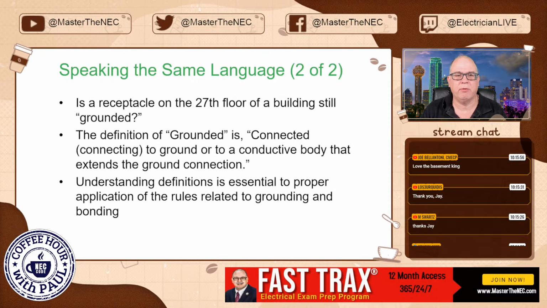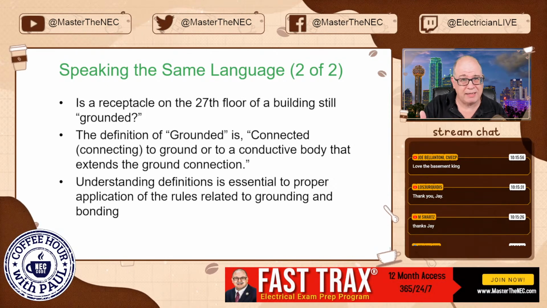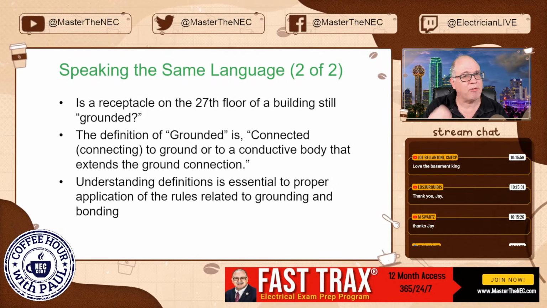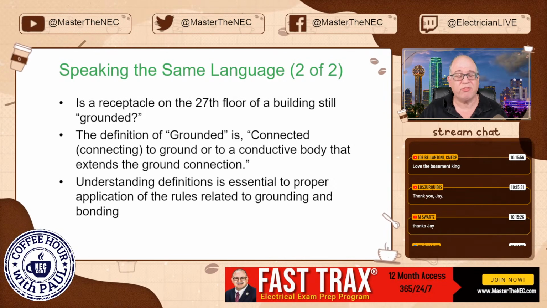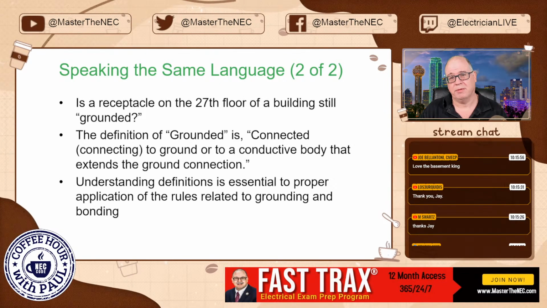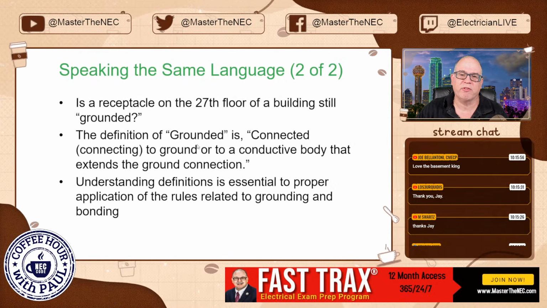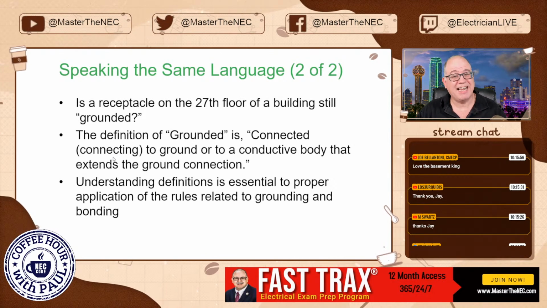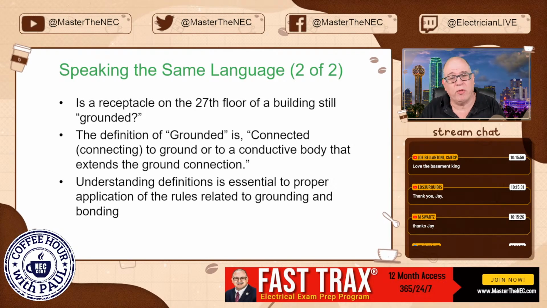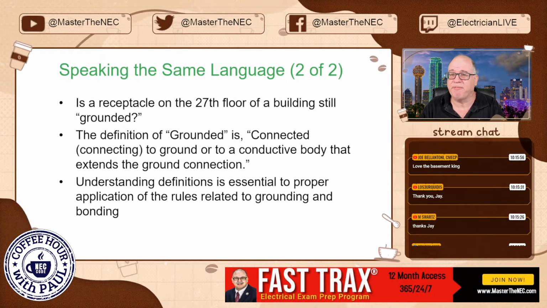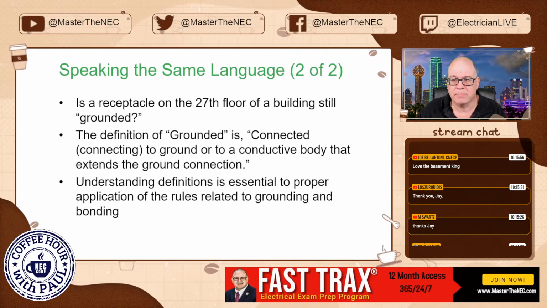All right, speaking the same language, is a receptacle on the 27th floor of a building still grounded? We know that it's bonded because we're running an equipment grounding conductor. But is it grounded? Dude, it's 27 floors away from terra firma, right? It's 27 floors away from Earth. Is it still grounded? Okay, well, we're going to look at that. The definition of grounded is connected to ground. So the past tense, grounded, is the final act of you doing something. Grounding something is the action, right?